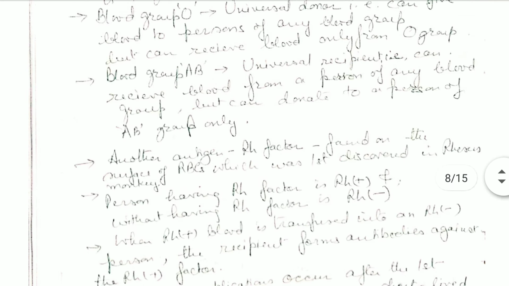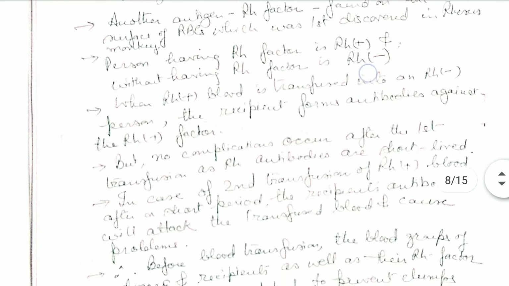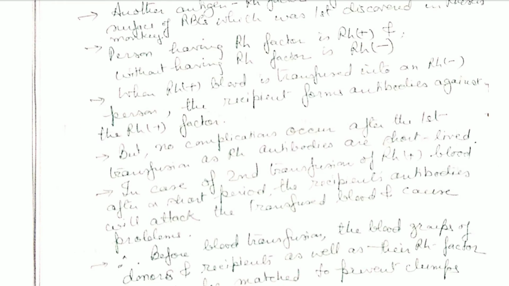Okay, another antigen factor is the Rh factor, which is found on the surface of RBCs and was first discovered in the rhesus monkey. The person having the Rh factor is Rh positive, whereas without this Rh factor, the person is Rh negative. When Rh positive blood is transferred into an Rh negative person, the recipient forms antibodies against the Rh positive factor, but no complications occur after the first transfusion.